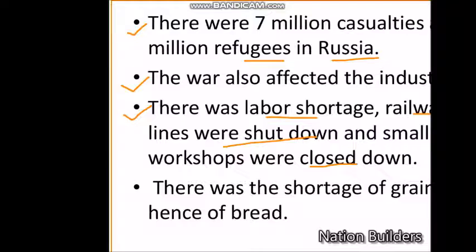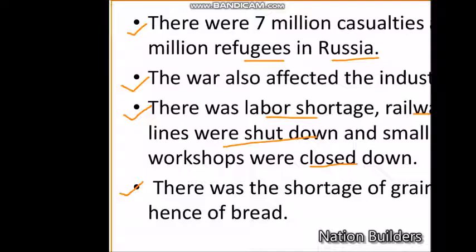Now what happened with the food? That we will see. There was a shortage of grain and hence of bread. How did it happen? Large supplies of grain were sent to feed the army. Why did the shortage of food take place? Because most food was supplied to the army, so in the countryside and the rest of the country, food shortage took place.